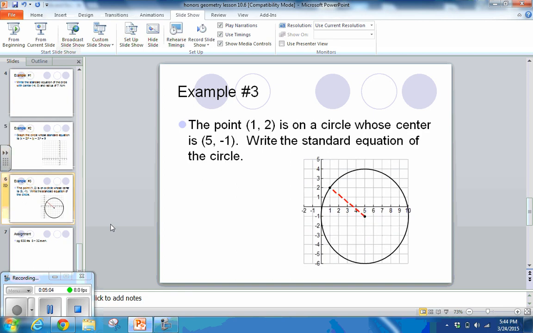And then, last example, instead of having the standard equation, you have 2 points. You know that the center is (5, -1), which is graphed right here, and you know the point on the circle is (1, 2). So they drew that in for you. From that only, I want you to write (x - h)² + (y - k)² = r². I want you to figure that out.